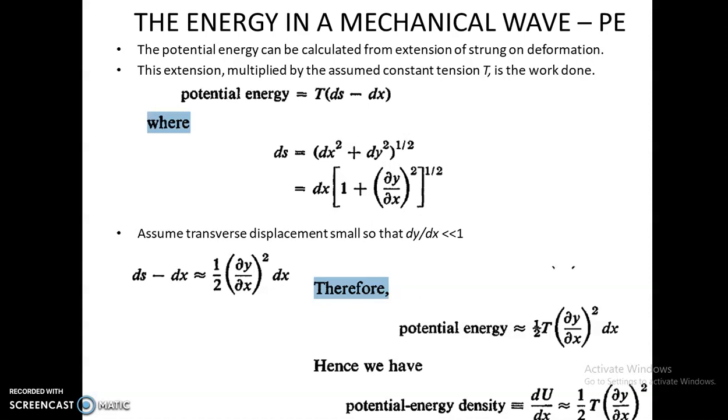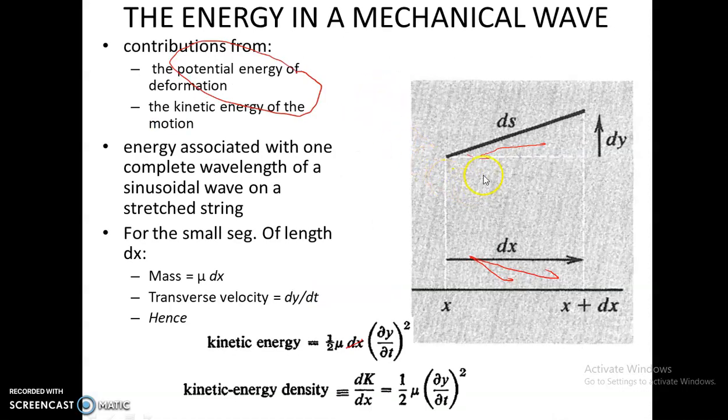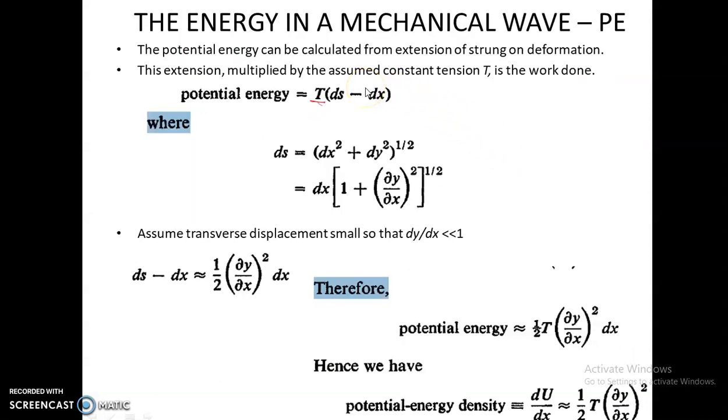We have labeled the tension using the symbol T, and the deformation will be ds minus the actual length, that is dx. From this diagram you could see that ds is the hypotenuse of a right triangle whose altitude is dy and base is dx. Then ds is essentially the square root of dx squared plus dy squared, or that raised to half, which is essentially the same thing.